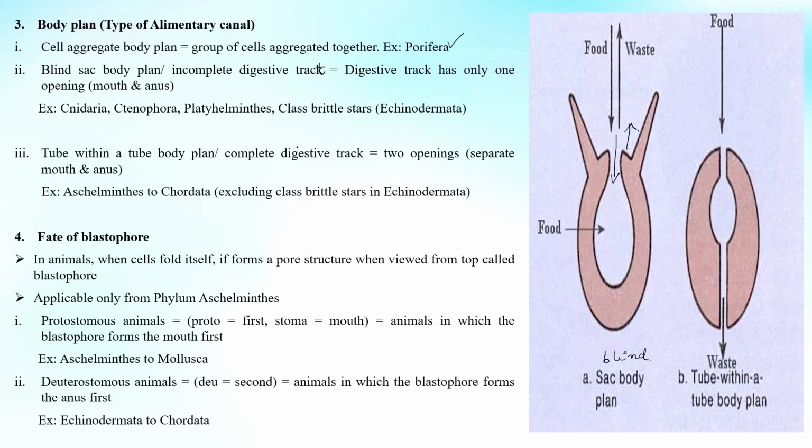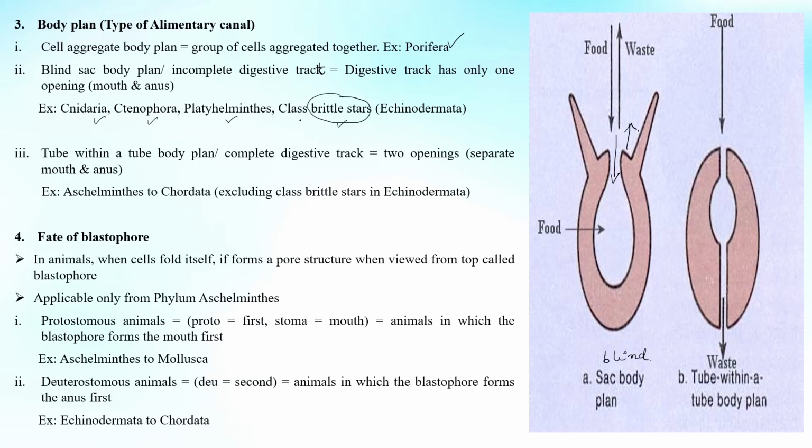So which phyla show this type of alimentary canal? We can see this in Cnidaria, Ctenophora, Platyhelminthes, and class brittle stars of Echinodermata. But other echinoderms are going to be tube within a tube body plan except class brittle stars. So these brittle stars are going to have incomplete digestive tract.